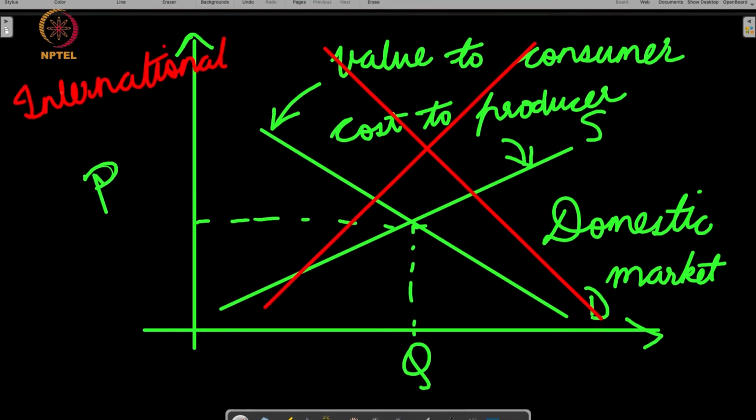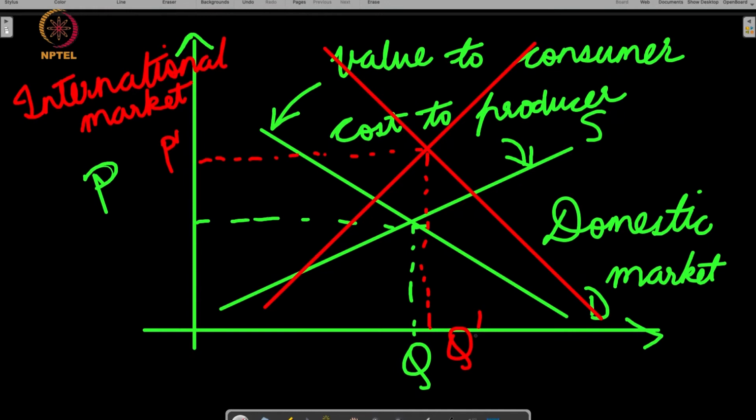So now we are talking about the international market. That is when all the countries are doing the trade. Now in this case, we will be having a different price. Let us say that this is P prime and a different quantity than in the domestic market. Let us say that this is Q prime.